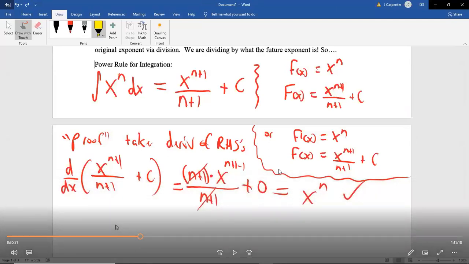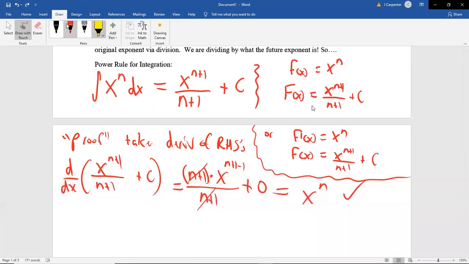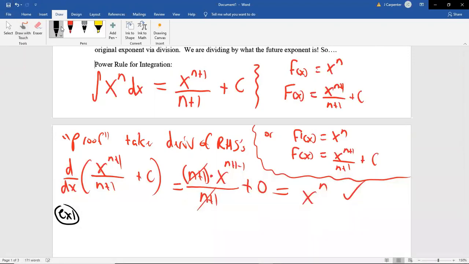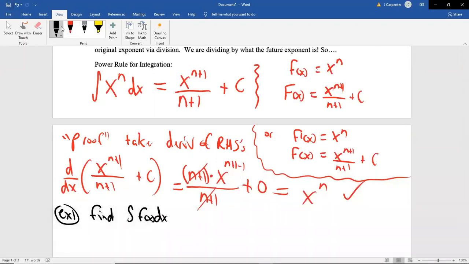All right, so let's go ahead and pick up using this power rule for integration. Remember, we're going backwards from differentiation. Integration is the same thing as anti-differentiation. And we're going to try this out with example 1, and then, of course, many, many, many others. Find the integral of the given f of x.